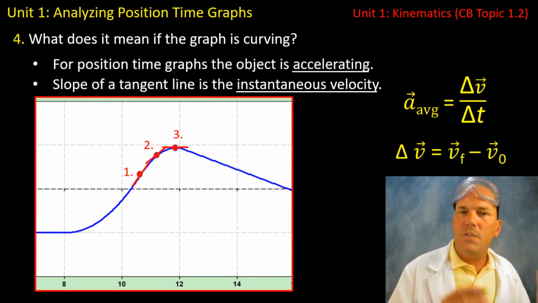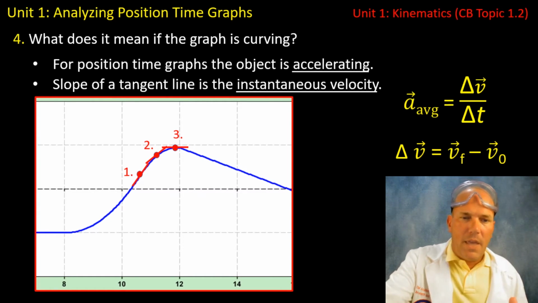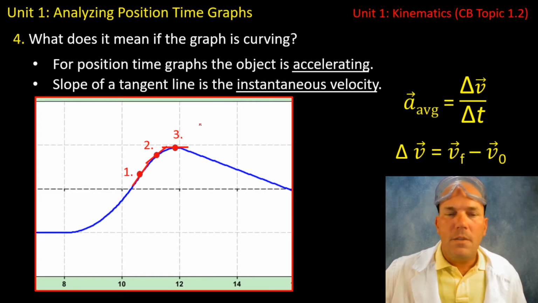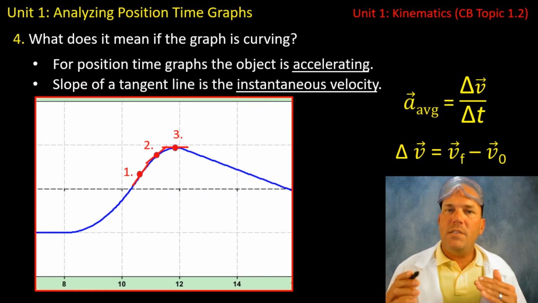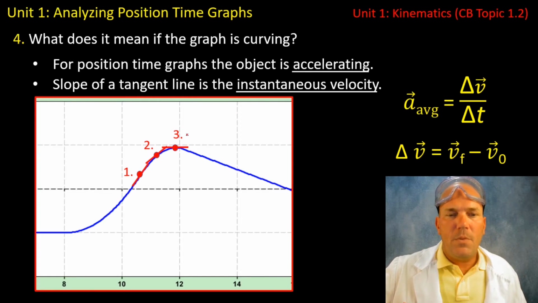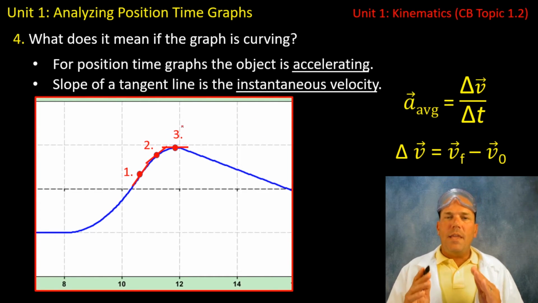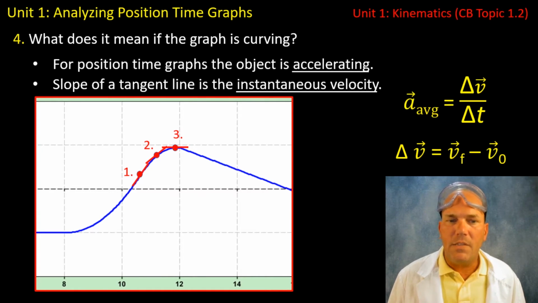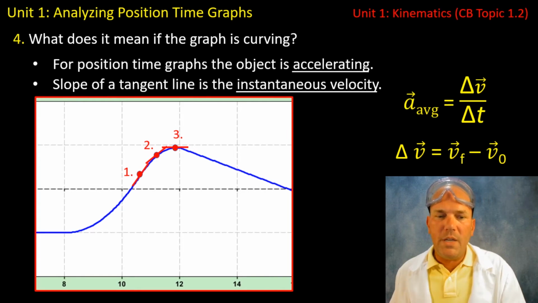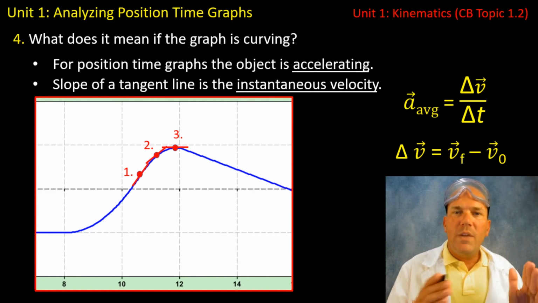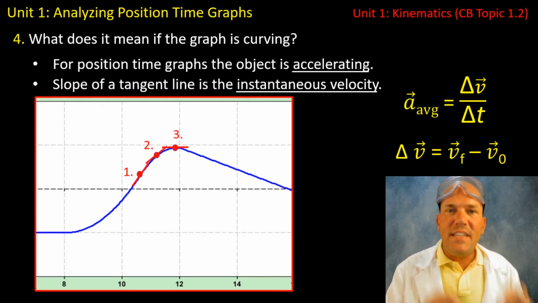At position 2 on this graph, we still have a positive slope. Look at the tangent line drawn through this point on this curve. It is still positive. Then at number 3, we see that the slope is 0, and that's occurring just before 12 seconds. So what do we see between 1, 2, and 3? Between this time of 10.5 and 12 seconds, we see the velocity is decreasing.